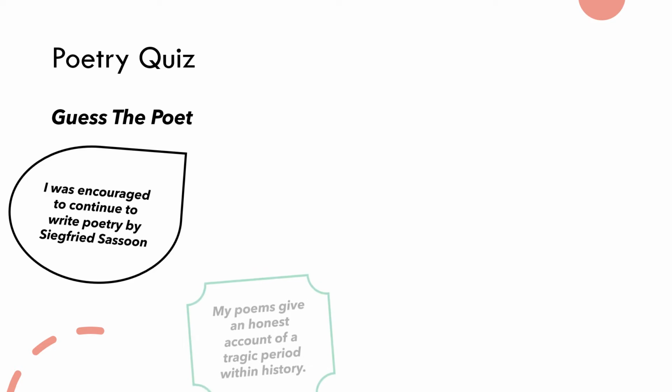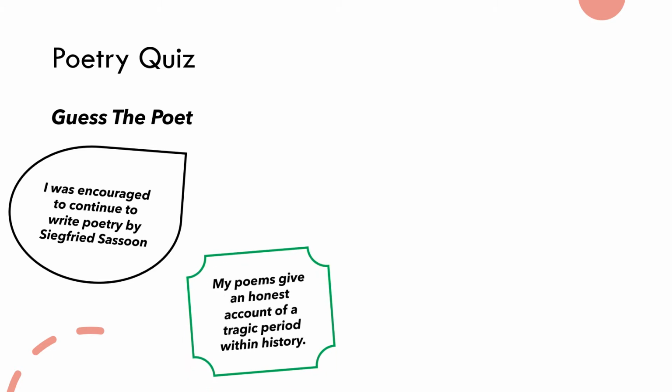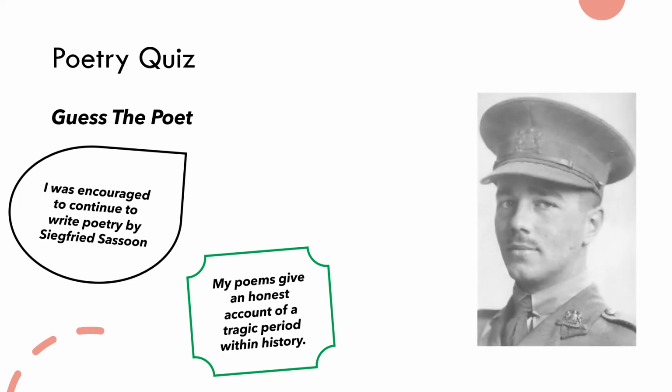So the first clue: I was encouraged to continue to write poetry by Siegfried Sassoon. Hopefully you might have heard of this poet before. He was very prominent during a certain period of British history. My poem gives an honest account of a tragic period within history. So if any of you do study history, think about some of the events that have really gripped the nation, ones that are still held in our memory today.